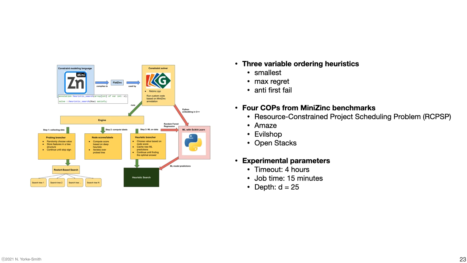And we chose some constraint optimization problems from the MiniZinc benchmarks. We did RCPSP, Amaze, Evilshop, OpenStax. Again, just to take a sample of different types of problems.